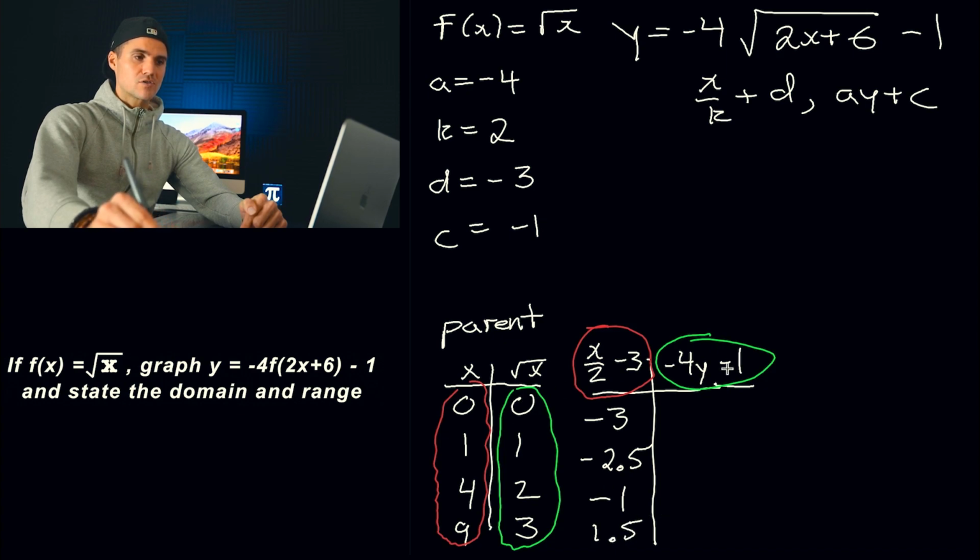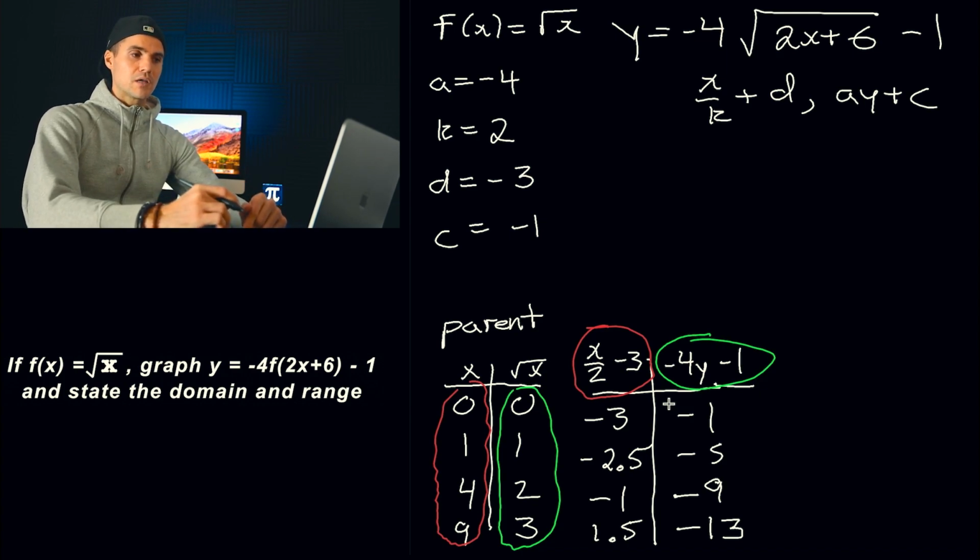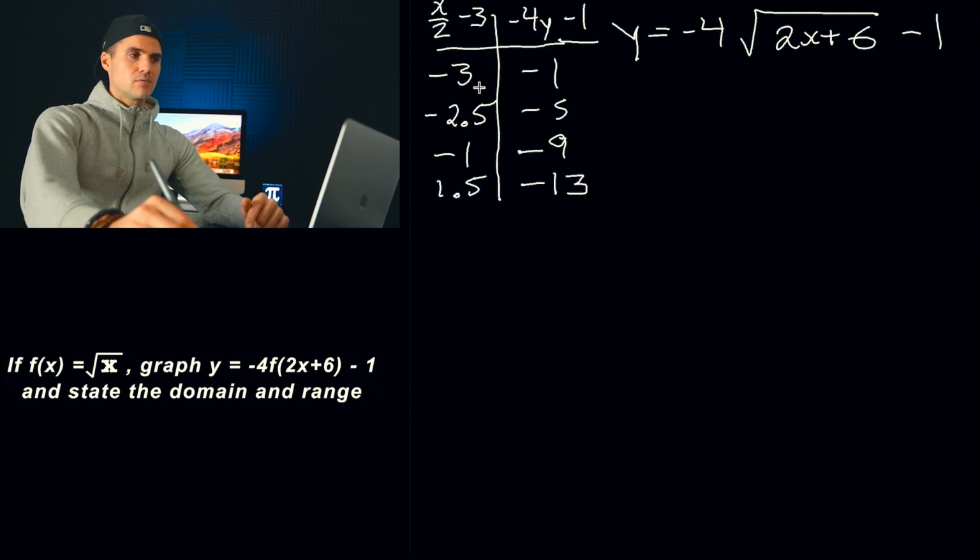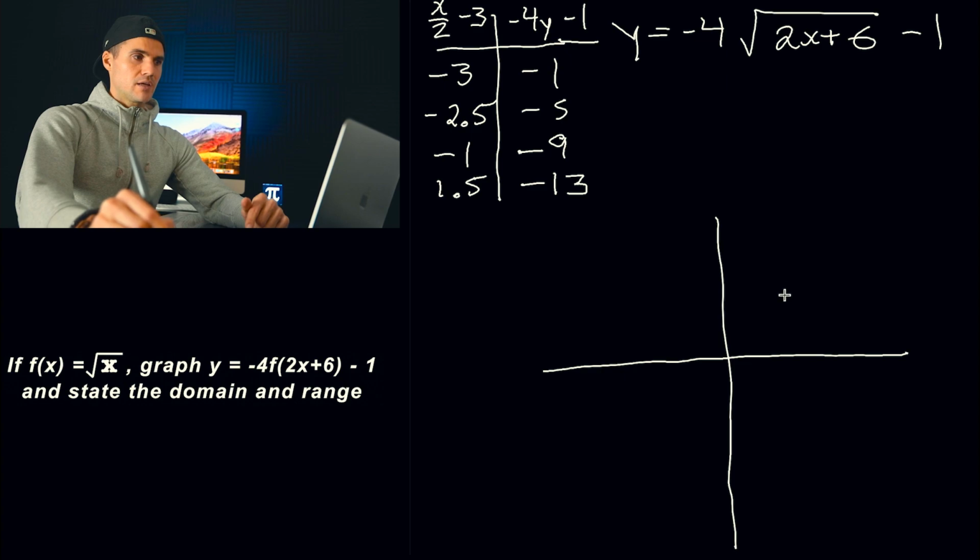And then these y values through this: -1, -5, -9, and then -4 times 3 is -12, minus 1 gives us -13. And so this is the table that we are now going to be graphing. Now if we take these points, let's put them on a Cartesian plane here.